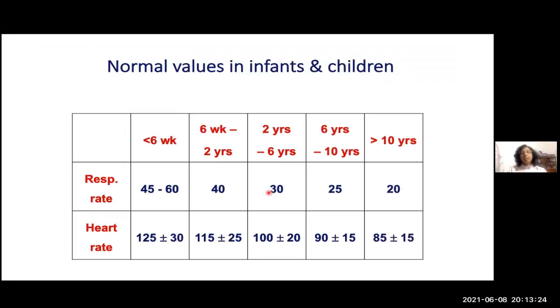Right, so these are some of the normal values that you need to know regarding infants and children as they grow up. So their respiratory rate changes, and also the heart rate, and the blood pressure, which I have not indicated here. So I'm not going to go through this table, but you need to probably learn by experience.